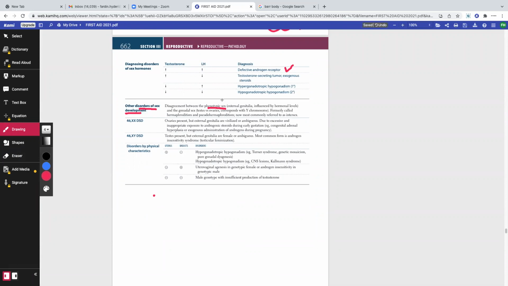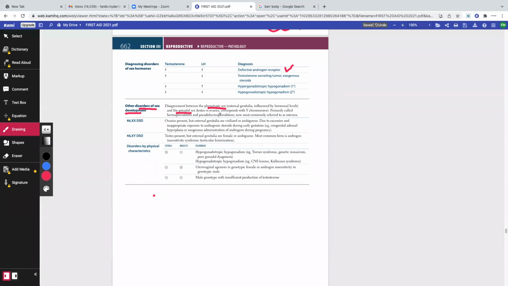That is the sex of a human being described by the appearance of the external genitalia, influenced by the hormonal level, and the gonadal sex. Meaning that if a human has a penis, but they also have ovaries, will there be a discrepancy between whether it's a male or a female, yes or no? The answer is yes, right?